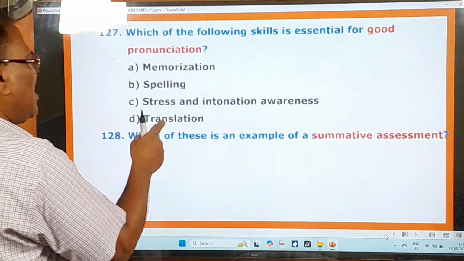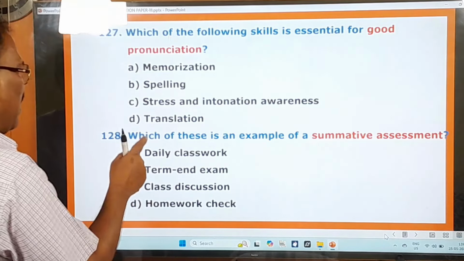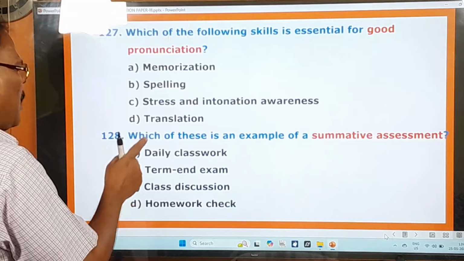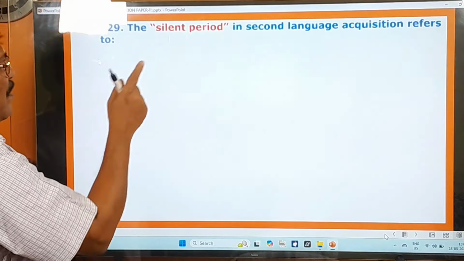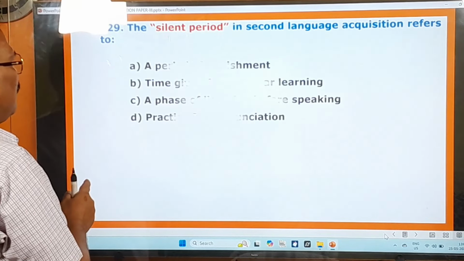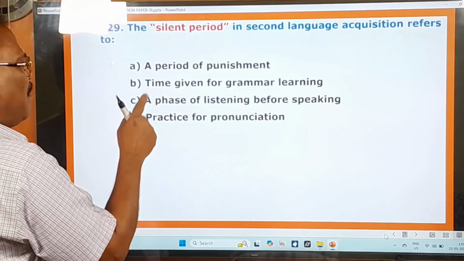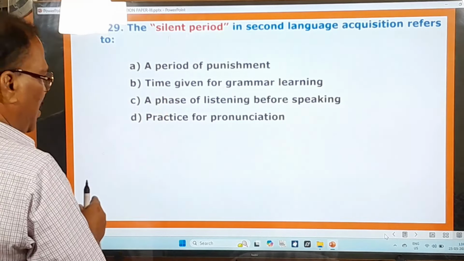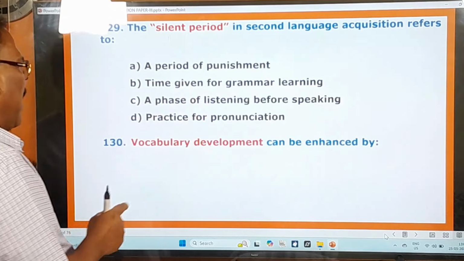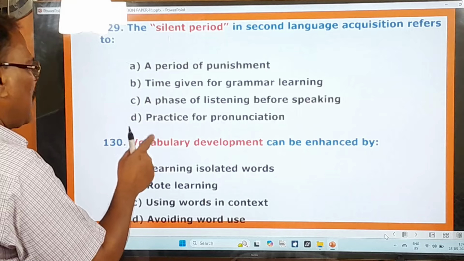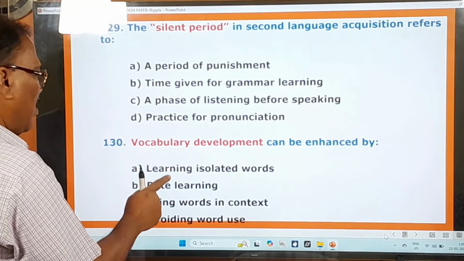128th question. Which of these is an example of a summative assessment? Daily classwork, term exam, class discussion, homework check. 129th question. The silent period in second language acquisition refers to a period of punishment, time given for grammar learning, a phase of listening before speaking, practice for pronunciation. 130th question. Vocabulary development can be enhanced by learning isolated words, rote learning, using words in context, avoiding word use.